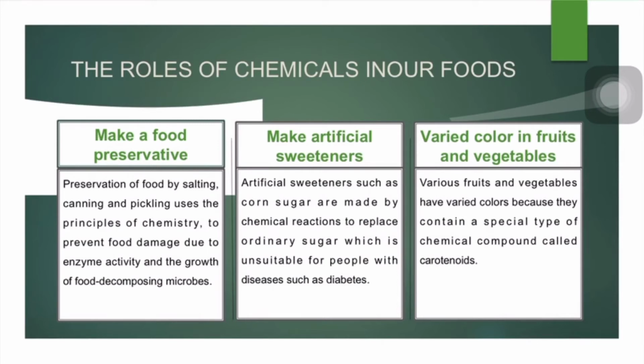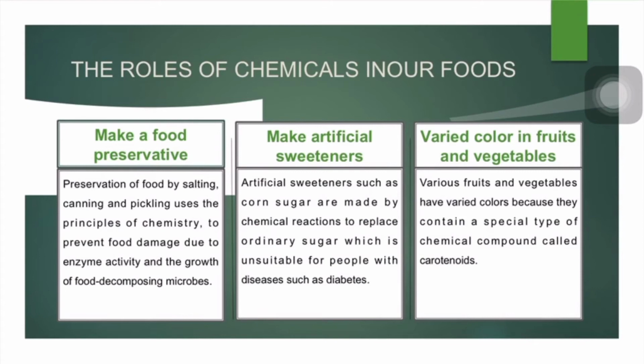The second one is make artificial sweeteners. Manis buatan juga menggunakan bahan kimia atau proses kimia untuk membuatnya. Artificial sweeteners such as corn sugar are made by chemical reactions to replace ordinary sugar which is unsuitable for people with disease such as diabetes.